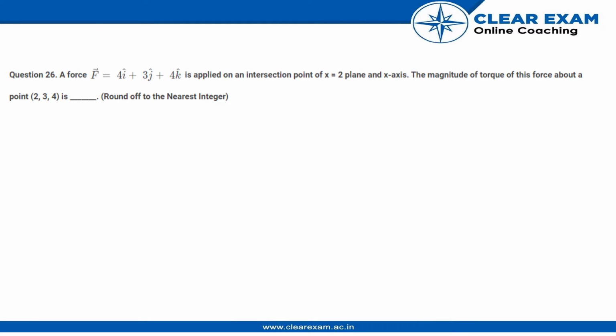Hi guys, here is the question. A force F = 4i + 3j + 4k is applied on the intersection point of the x = 2 plane and the x-axis. The magnitude of torque of this force about the point (2, 3, 4) is?